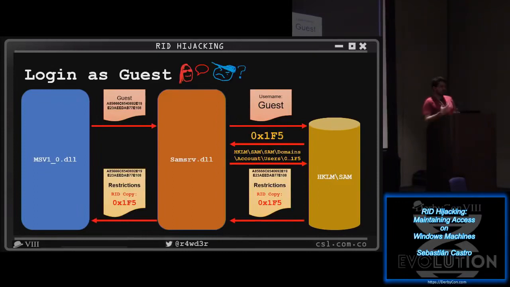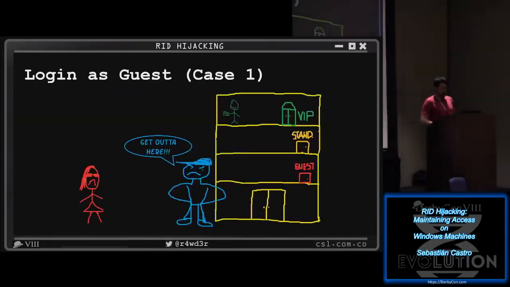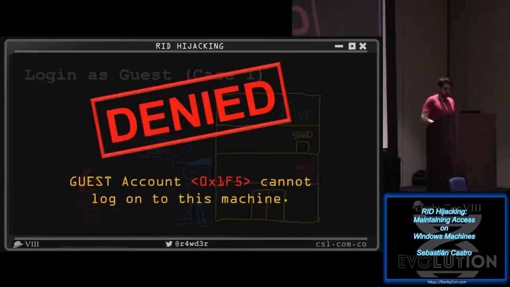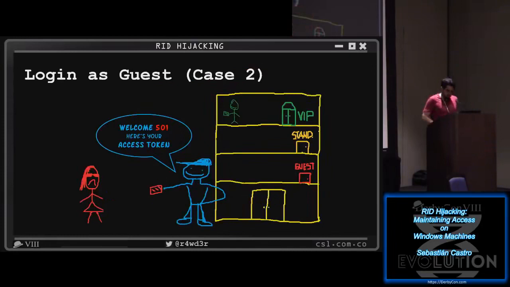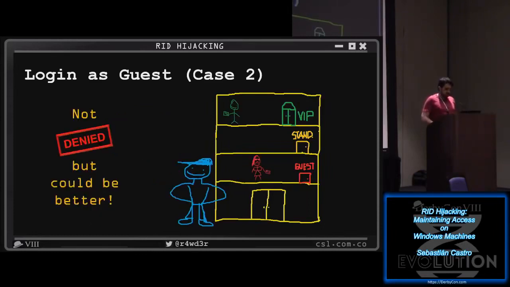So this could lead to two possible scenarios. The first one is that the hacker girl will not authenticate because on every Windows machine, by default, the guest account is disabled, leading to an access denied. Then there is the second one. Suppose that for some reason the guest account is enabled. She receives her access token, and, well, she doesn't get kicked out, but has access only to the guest floor.